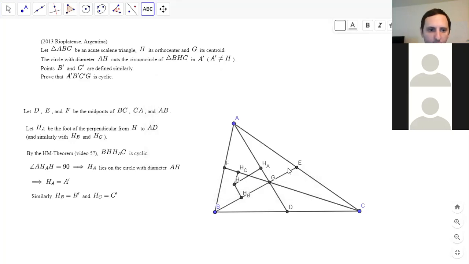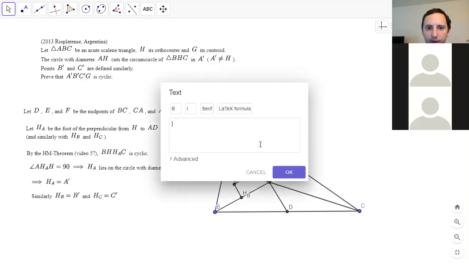So then it's easy to show that everything's cyclic. So angle HHAG is equal to angle HHBG is equal to angle HHCG. So that means that they're all cyclic. So HHA, HB, HCG is cyclic, and that solves it.